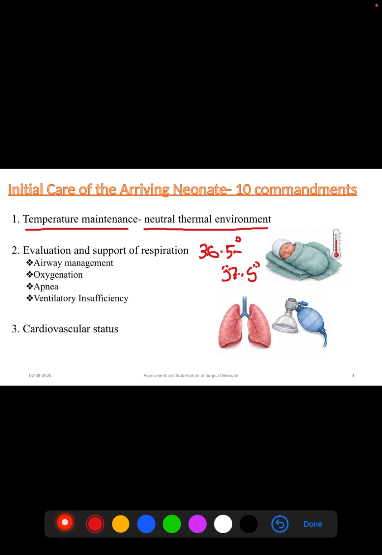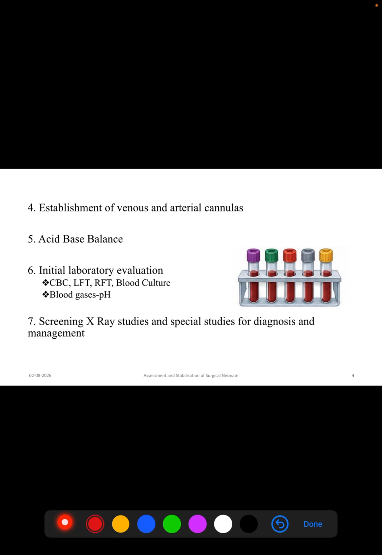Then we have to look for evaluation, and also if we find that there is any sort of problem, we have to sort out that problem. We have to support. So airway management is the key component, then oxygenation, anemia, and ventilatory insufficiency. Then the third thing is cardiovascular status. The fourth thing is establishment of venous and arterial cannula. We have already done the part of temperature management. Then we looked at the respiratory, then CVS.